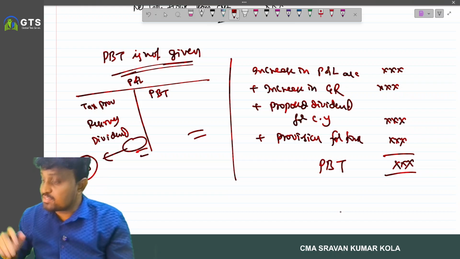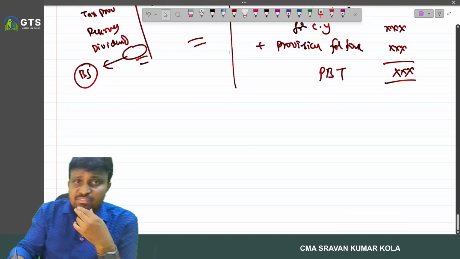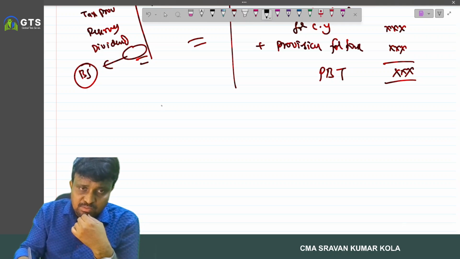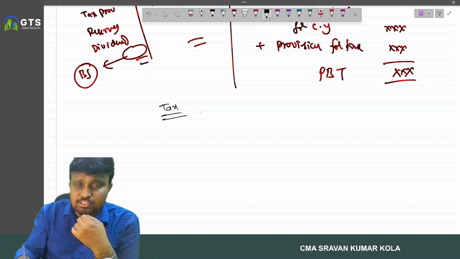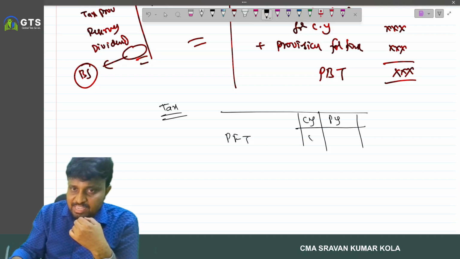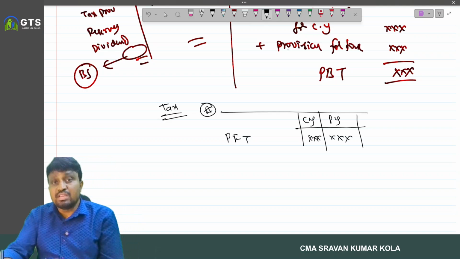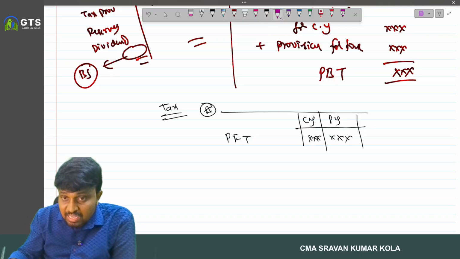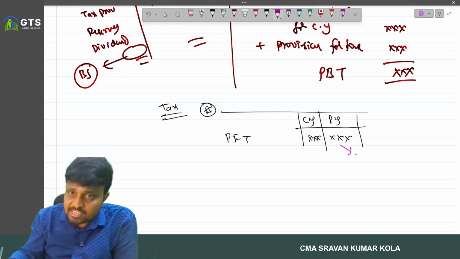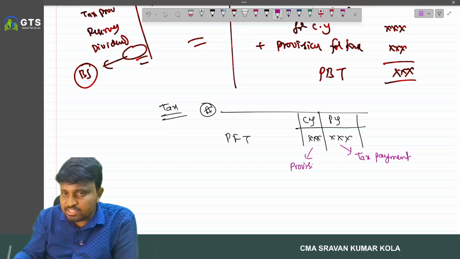Profit before tax. Okay. And one more important point is, for example, relating to tax provision, we have only current year and previous year data, and the provision for tax is given. Simply, only this data is given in the problem. In this case, consider the previous year as tax payment and the current year as provision for tax.